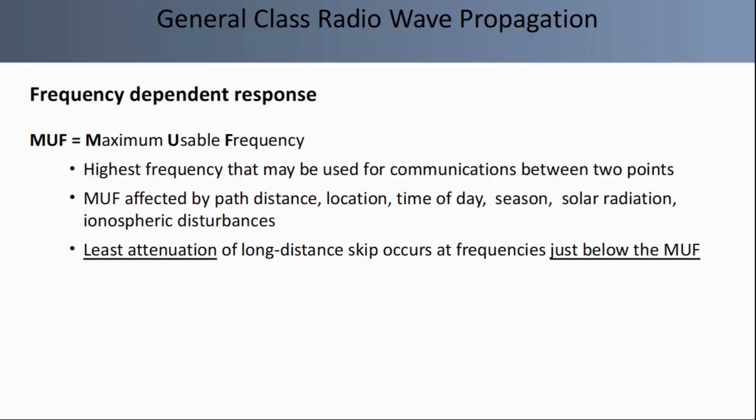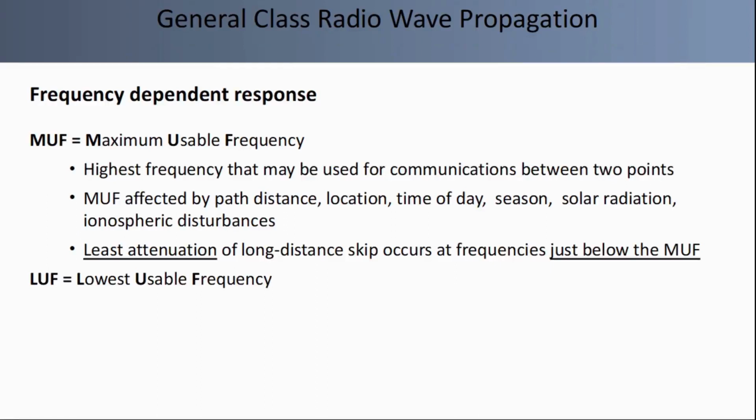Interesting thing to know, and you could use this to your advantage. The least attenuation of a long distance skip signal occurs at frequencies that are just below the MUF. So if you want to get your biggest bang for the buck, get the most signal through on that hop, try operating at a frequency that's just below the MUF.